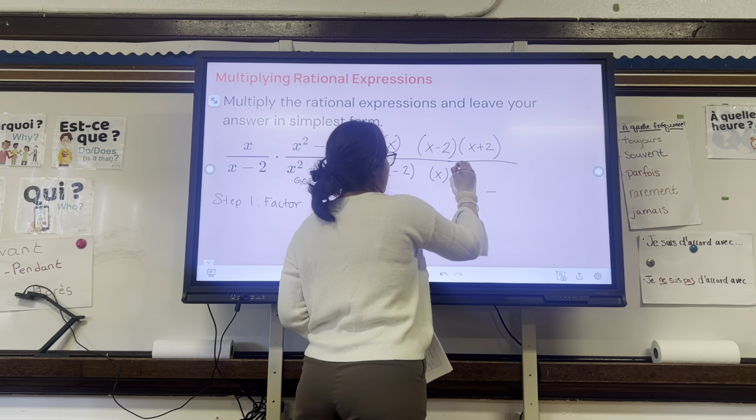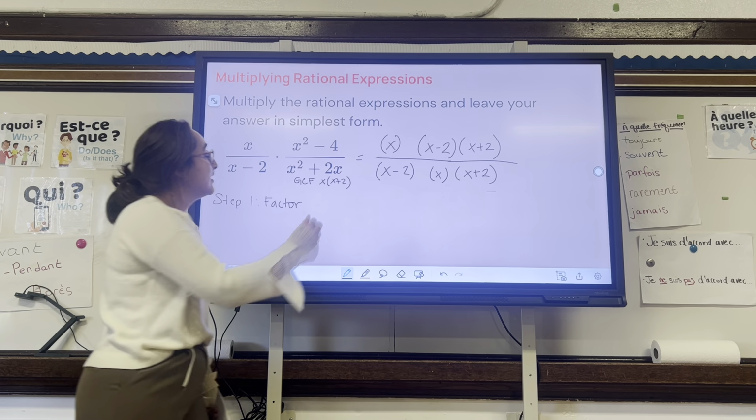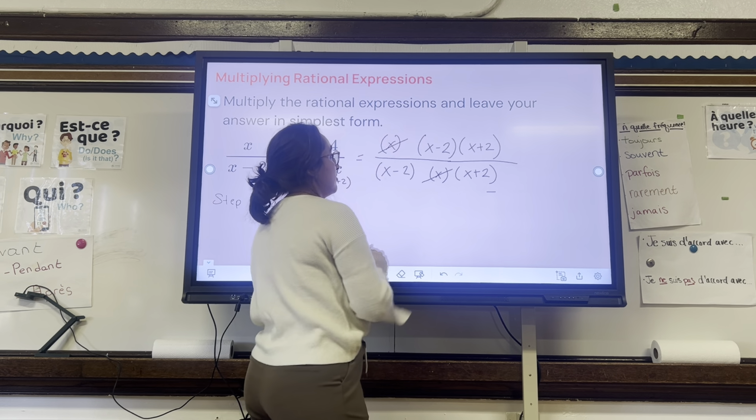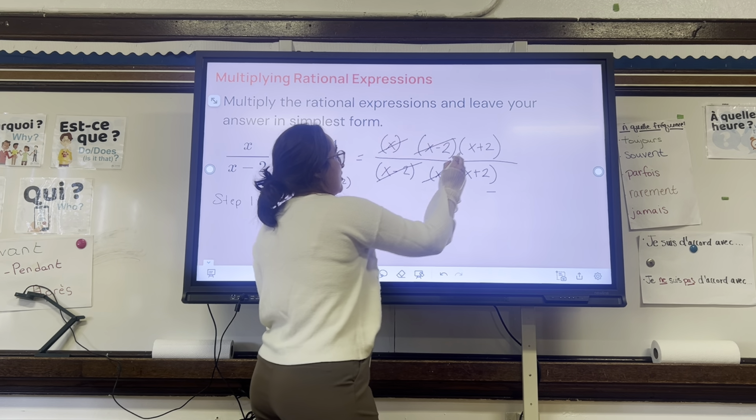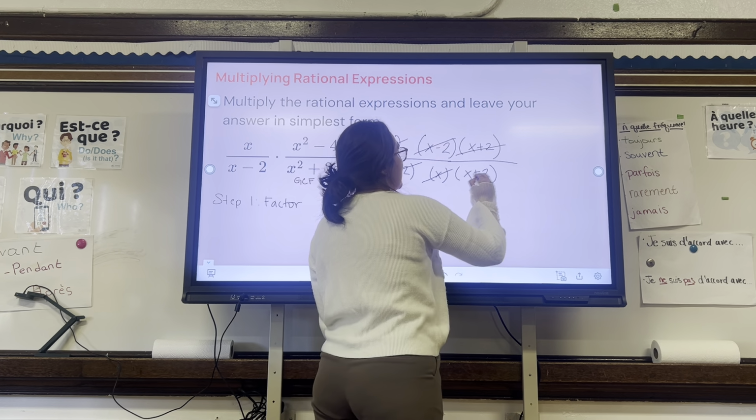All right, what do you notice? Everything is going to cancel. Again, we don't have 0 left. What do we have that is invisible? The 1. So this is actually equal to 1. All right, so that means that step 2 is to cancel.